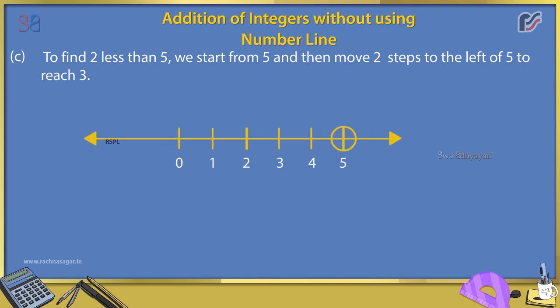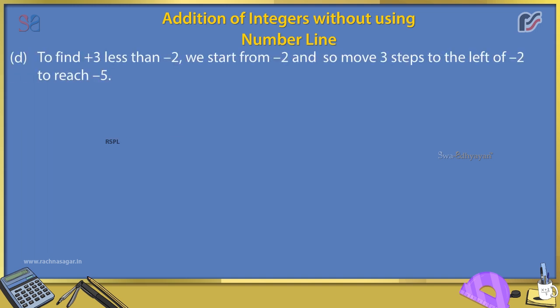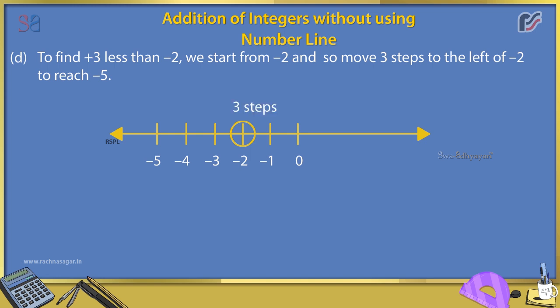C. To find 2 less than 5, we start from 5 and then move 2 steps to the left of 5 to reach 3. Therefore, 5 minus 2 is equal to 3. D. To find 3 less than -2, we start from -2 and move 3 steps to the left of -2 to reach -5. Therefore, (-2) - 3 is equal to -5.